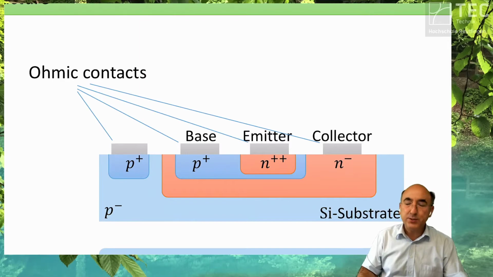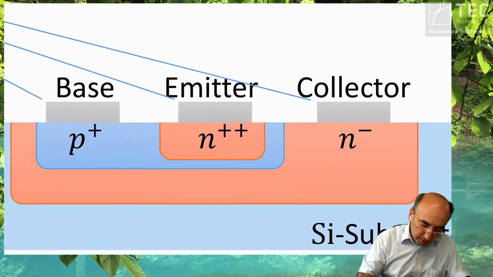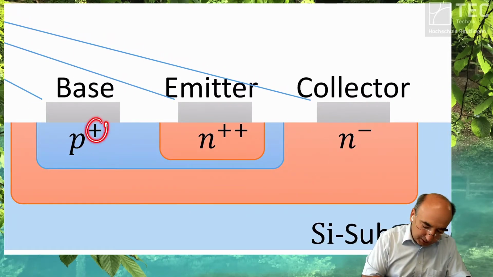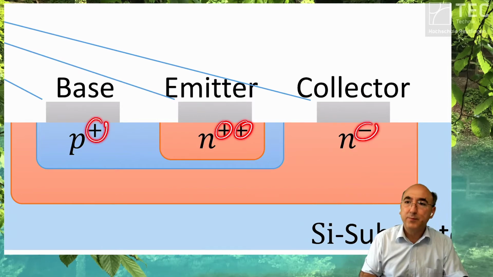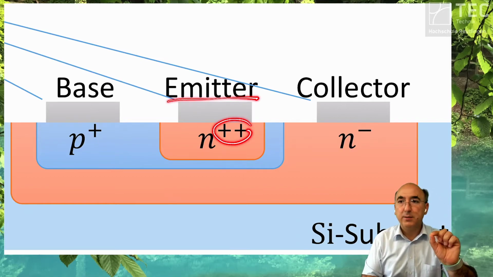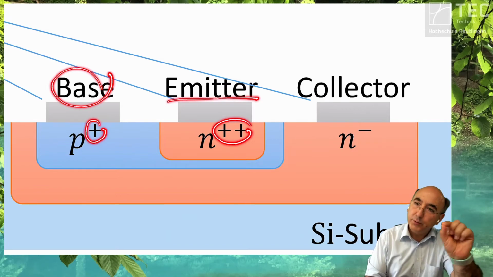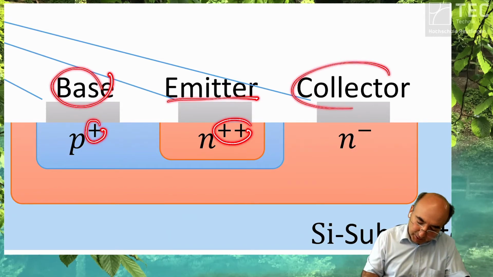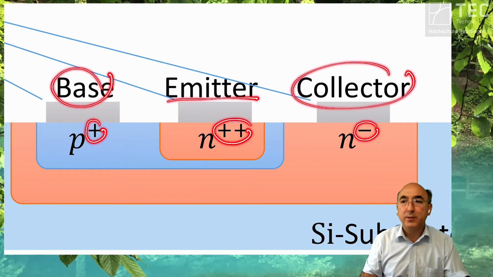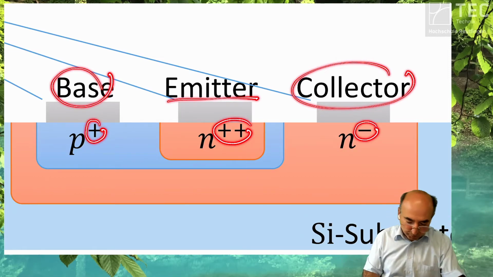You make these two diodes antiparallel, NP, and then here N. And you see here the index plus, plus, plus, and minus. This means the emitter is highly doped. The base is lower doped, and the collector has the lowest doping concentration. Why? We will learn.